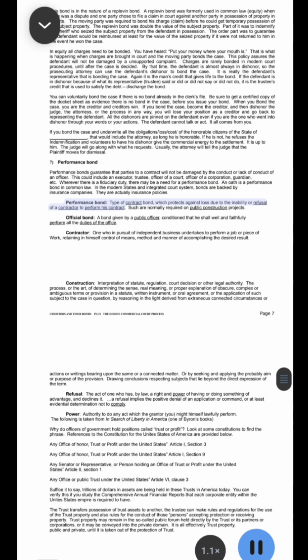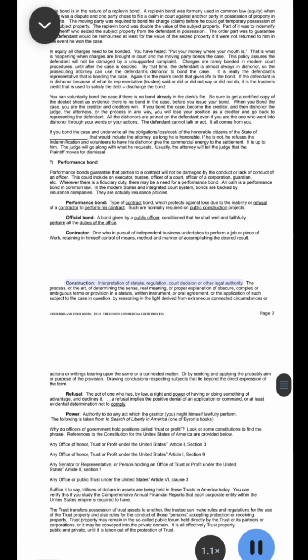Performance bond, type of contract bond, which protects against loss due to the inability or refusal of a contractor to perform his contract. Such are normally required on public construction projects. Official bond, a bond given by a public officer, conditioned that he shall well and faithfully perform all the duties of the office. Contractor, one who in pursuit of independent business undertakes to perform a job or piece of work, retaining in himself control of means, method and manner of accomplishing the desired result.